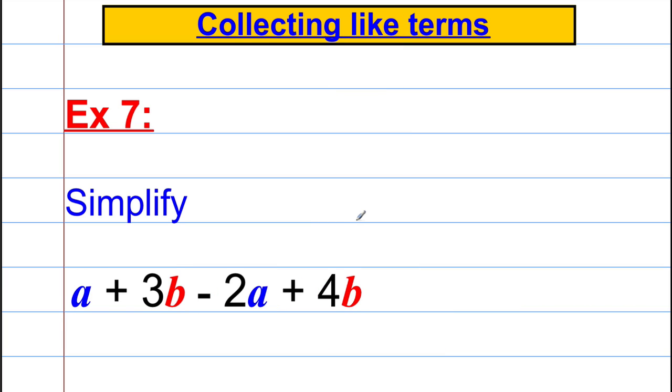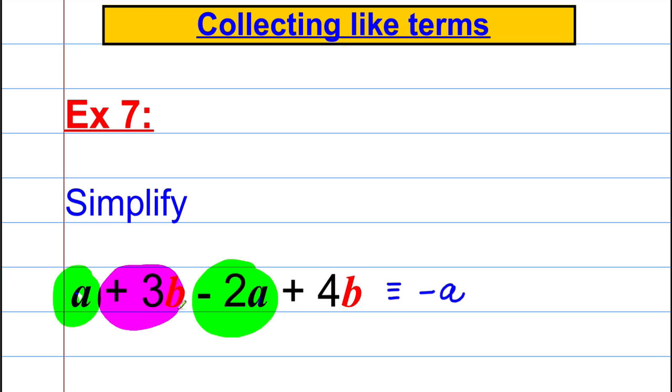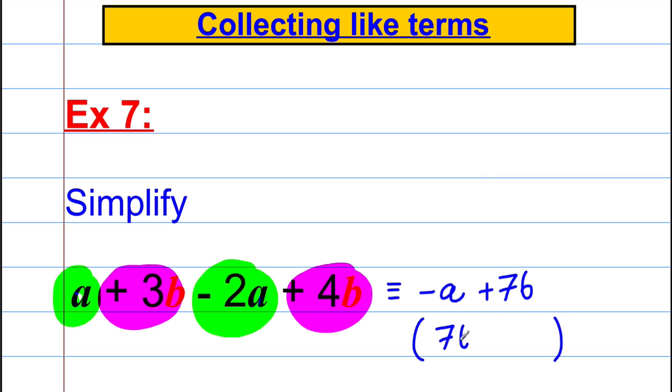Okay, next one. Get the highlighter out, make sure we're getting into the habit of doing this. We've got an A, and we subtract 2 A's. So that actually leaves us with a negative A. And then we've got ourselves 3B, and we add 4B, so that gives us 7B, so plus 7B. You might swap the order there when you do this. You might write that as 7B subtract A, just because it's a bit neater than having the negative A at the start, but it doesn't matter, that's absolutely fine.